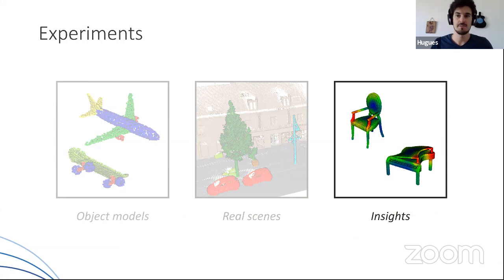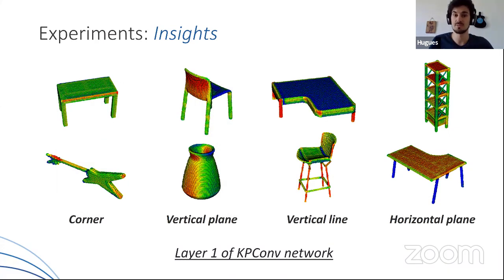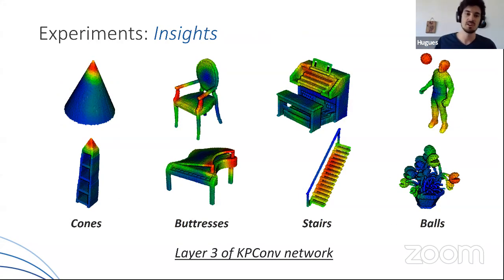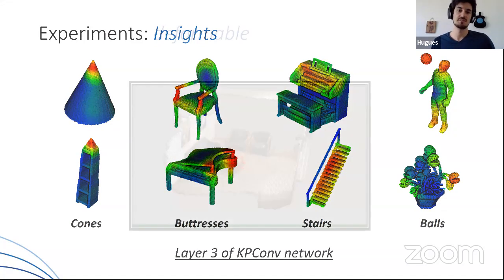And eventually, the important thing that I talked about a few slides before is to understand the representation that we actually have built. So here we just show the activation of features in different parts of the network. In red is high activation and in blue is low activation. What we see here is that at the first layer of the KPConv network, we have high activation features for corners, vertical planes, vertical lines, or horizontal planes. But if you go deeper in the network, we're going to see much more elaborate features like cones, buttresses, stairs, and spheres, which is very interesting to see, that the network is able to learn a more complex representation.